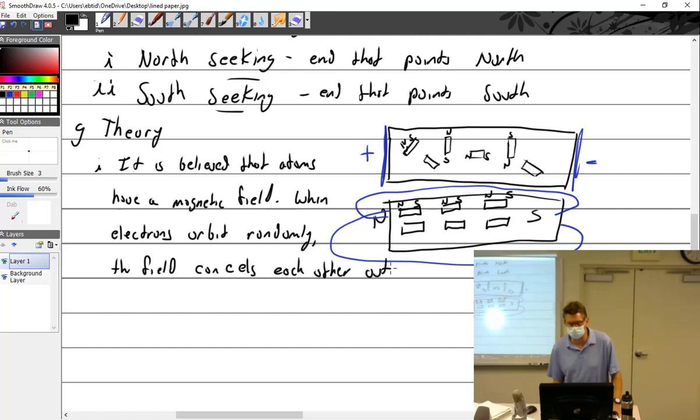What I'm saying is that in an unmagnetized state, the atoms have a randomness to them, just like the domains have a randomness to them. There are no magnetic lines of flux flowing, because this magnet right here tends to cancel out this one over here, which is canceling out that one. So you have no magnetism in this particular bar. Same thing with the atoms.